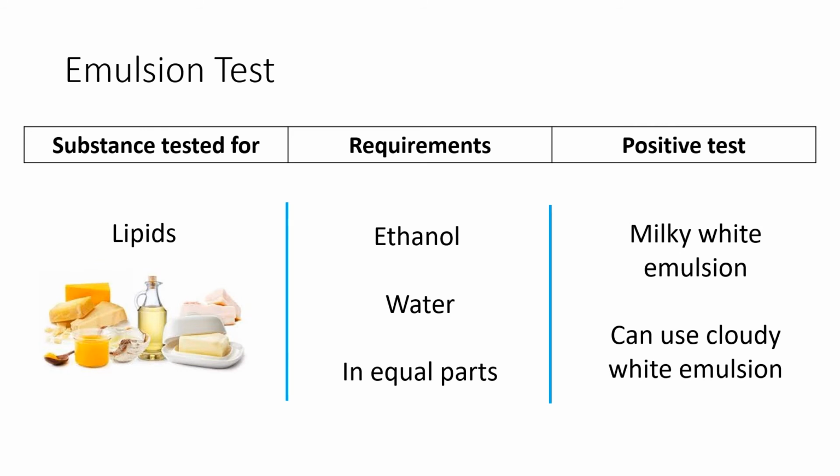The last food group we're going to test for is lipids, and there's two tests. The first of these and the most common one in the exam is the emulsion test. And in the emulsion test, we have to use equal parts of ethanol and equal parts of water, normally 2 centimeters cubed, but as long as it's in equal parts, that's the important thing. And if there is lipid inside the substance we're testing, we will have what's called a milky white emulsion, and you have to use that wording to get the mark in the exam.